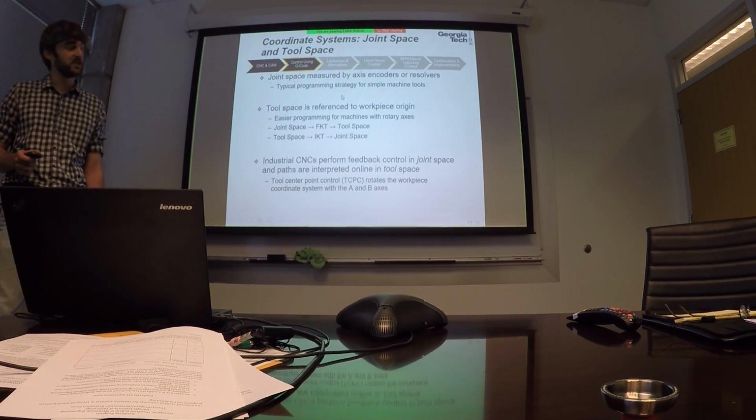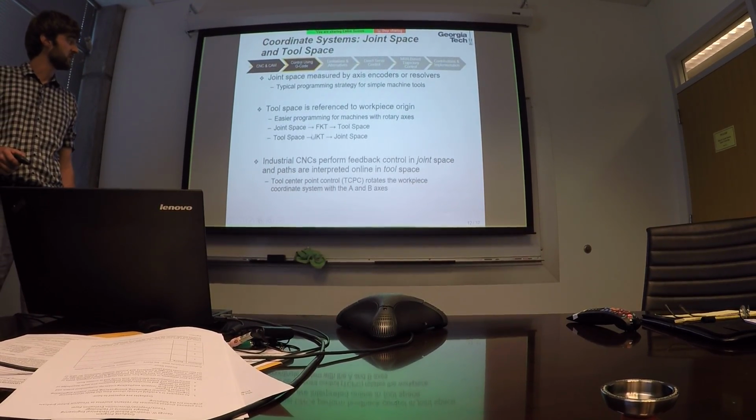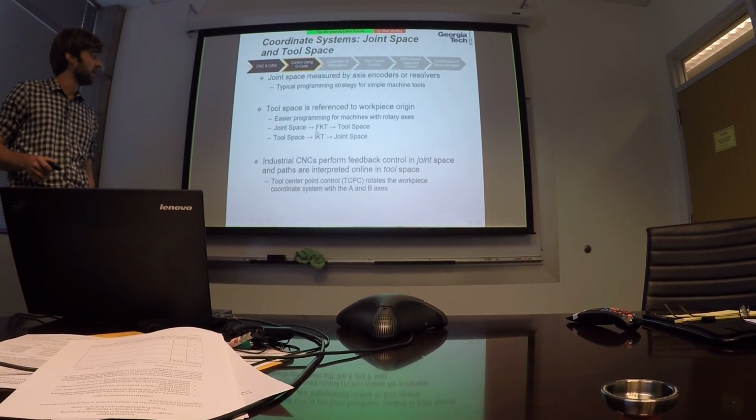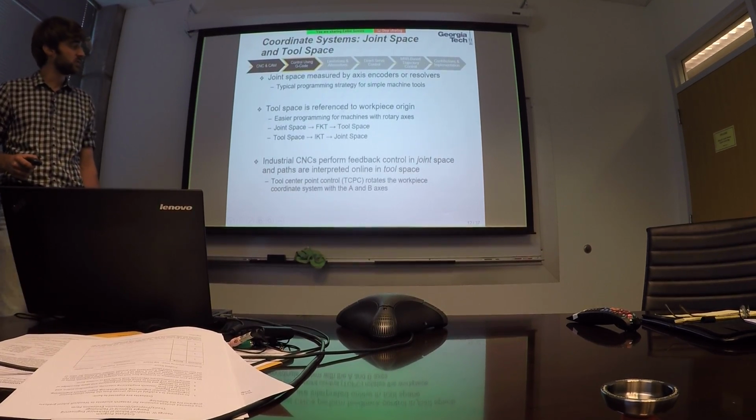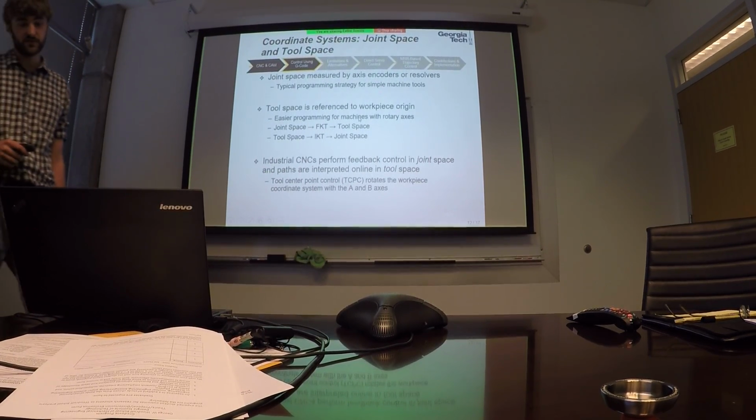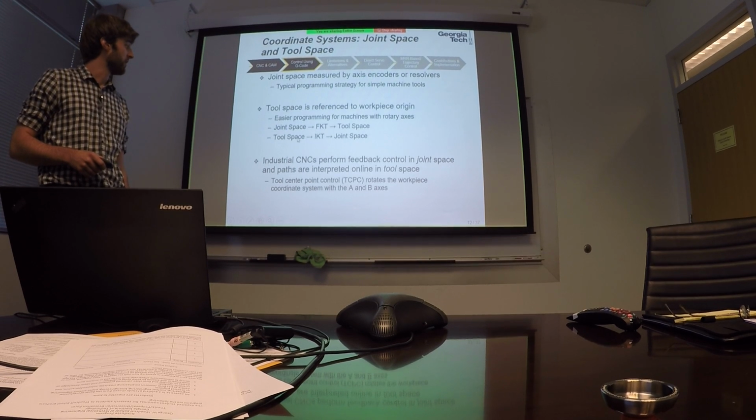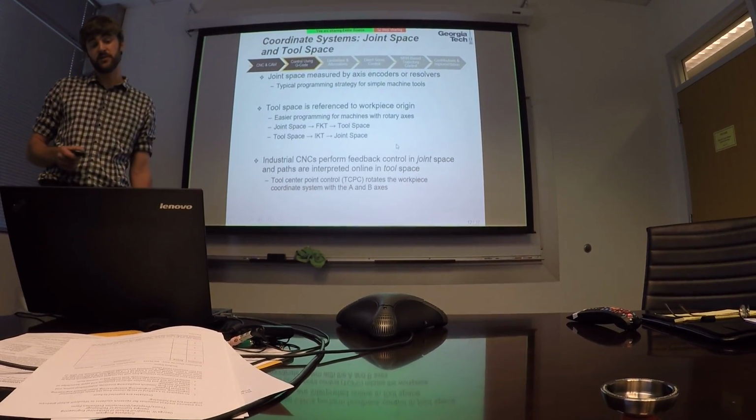...changes when the table rotates. There are two important transformations, which we'll get to a little bit later. To transfer from joint space to tool space, we use the forward kinematic transformation, and to transfer from tool space to joint space, we use the inverse kinematic transformation.